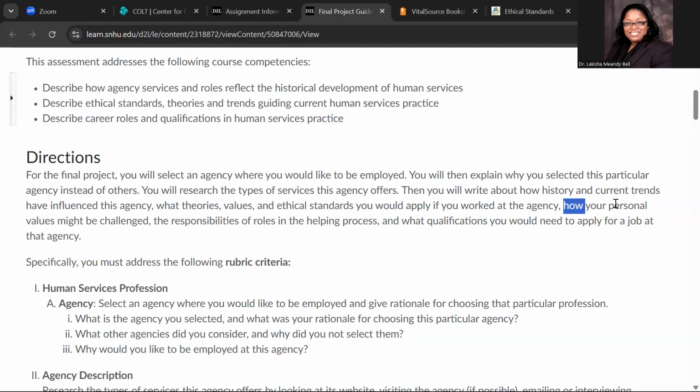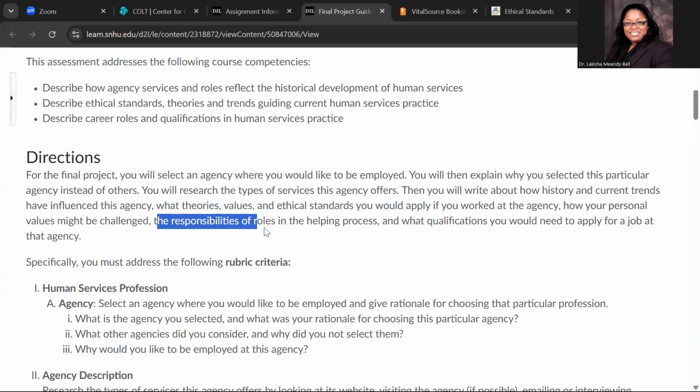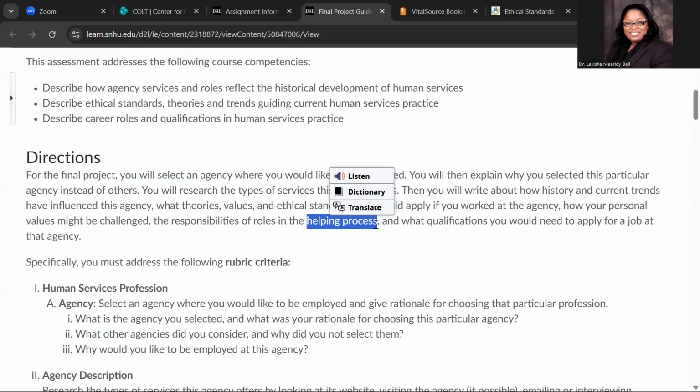Also, you will address how your personal challenges might be challenged. And remember, it's okay to talk about your personal challenges, but make sure it aligns from a human services perspective, because now you're implementing what you've learned, giving your perspective as it relates to a professional role. The responsibilities and roles of the helping process. So, keyword, we're looking at the helping process. That could include the stages of the helping process, and of course the stages of the helping process is what falls under human services.